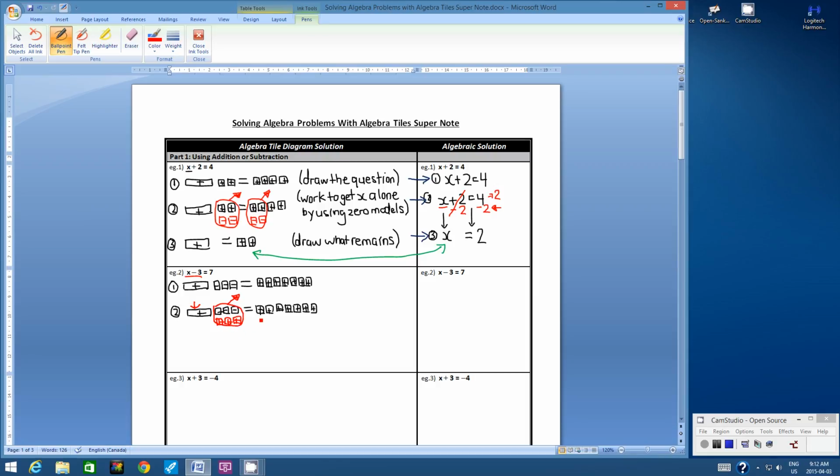Now, whatever we did to the left-hand side, we also have to do to the right-hand side. So we added 3 positive tiles to the left-hand side, and we're going to add 3 positive tiles to the right-hand side. In this case, unlike the previous question, there are no zero models created on the right-hand side, and that's fine. I only wanted to create zero models on the left-hand side where the variable is. Do you remember what line 3 is? Line 3, we draw what remains. Let me give you a head start. See if you can come up with the answer.